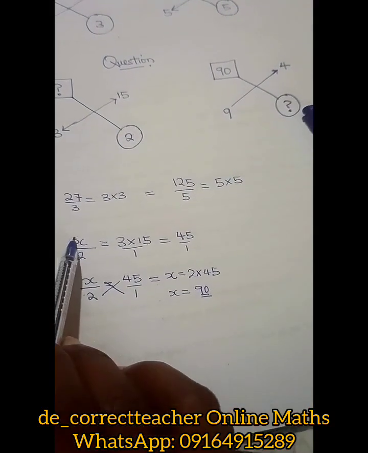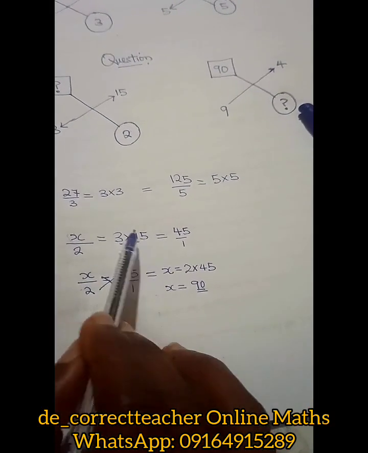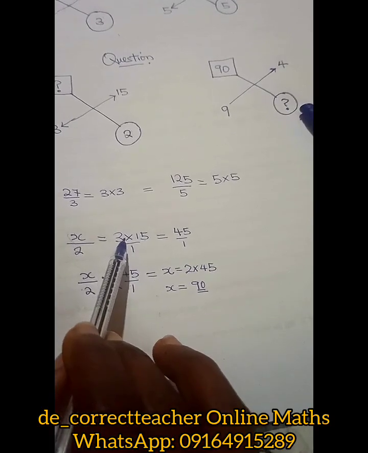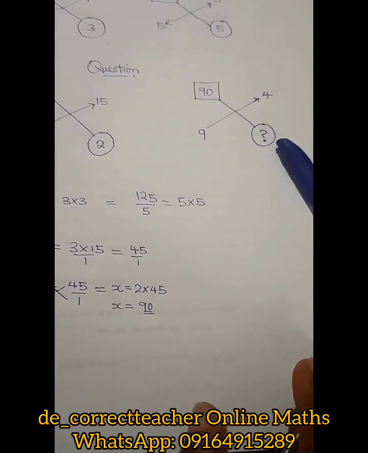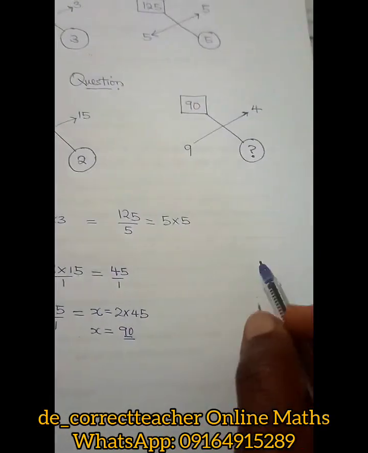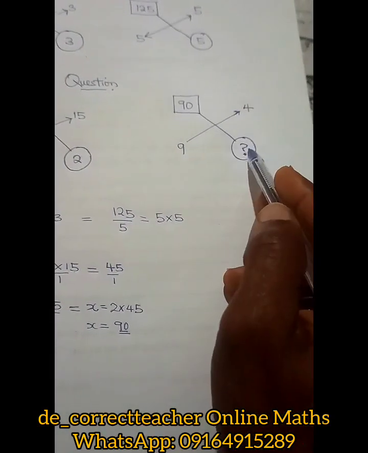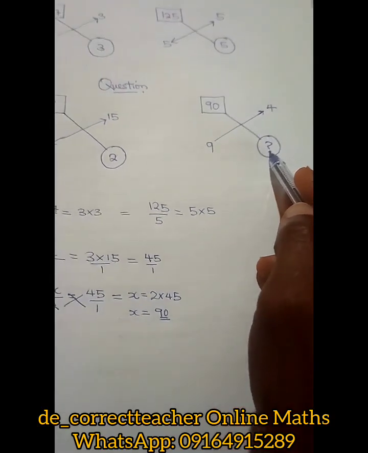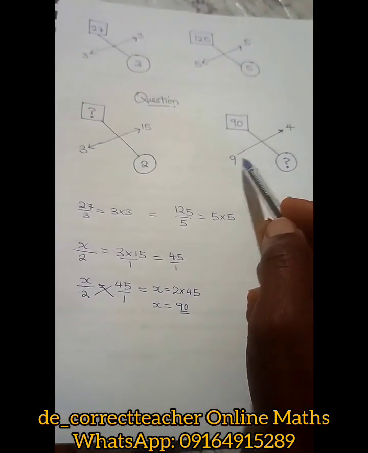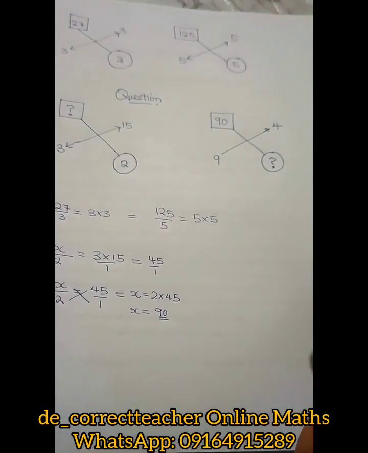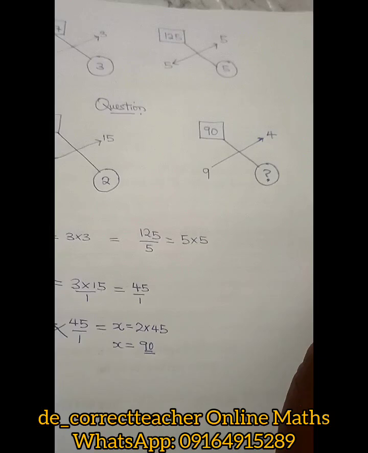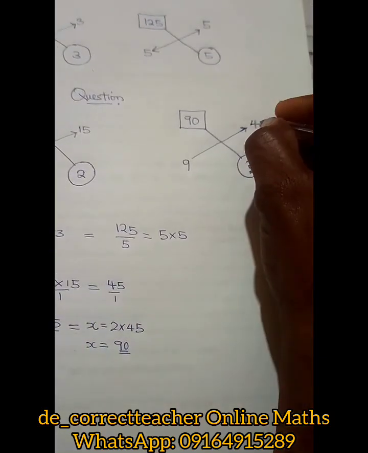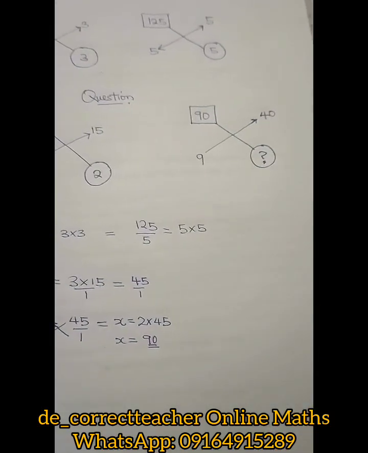So you can see if I put 90 here and divide it by 2, I will get what I'm going to multiply 3 and 15 by, which is 45. That's what I'm going to get. The same thing for the other one, which is 90 here, and here we don't know, the question mark is here. Then of course I have 9 and 4. I think the question is supposed to be 9 and 40. Sorry, 9 and 40.